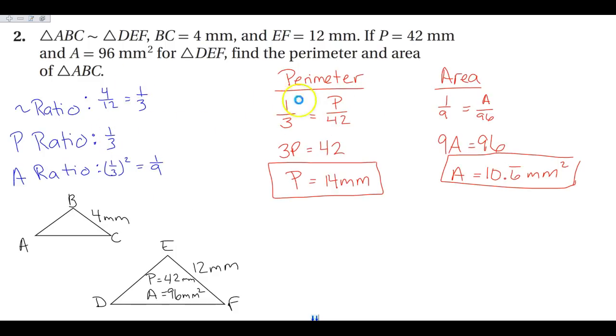Okay, in our previous problem that we did, our variable was in the denominator because we were looking for the larger figure. This time my numerator is my variable because I'm looking for the smaller one, and I went small to big. All right, same thing with the area. The area ratio is going to be 1/3 squared, so 1 squared is 1 and 3 squared is 9. Again, set up that area ratio, cross multiply and solve. Now we're going to get a never-ending decimal, so I just did 6 with the repeating bar over it.